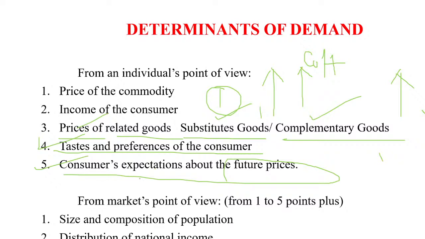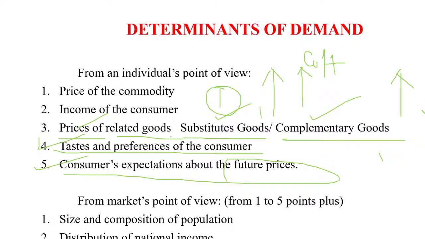Consumer expectations about the future prices: let's say in future the price is going down. So at this time you are not going to purchase this particular product. You will not purchase this product. You have to wait some time to purchase it in future.